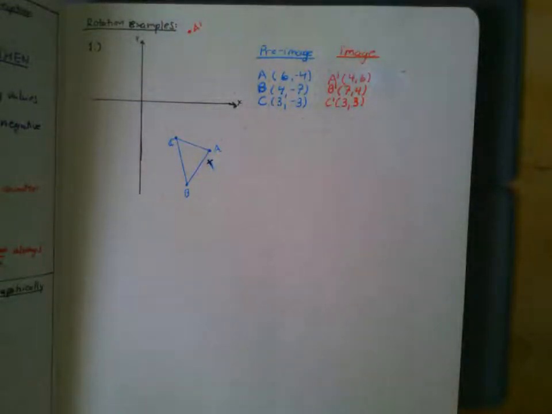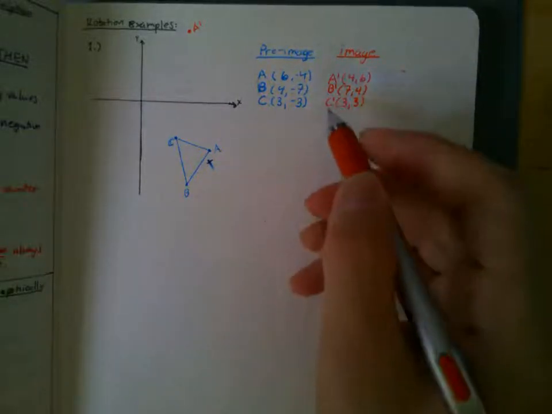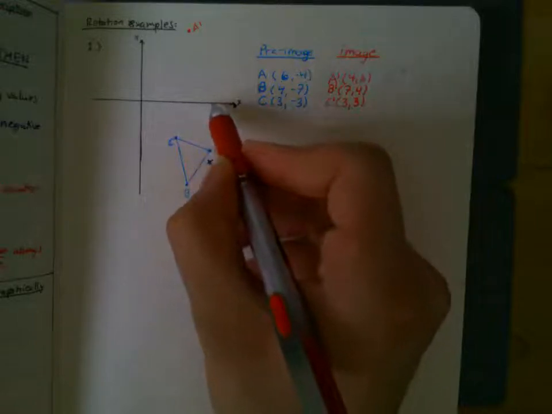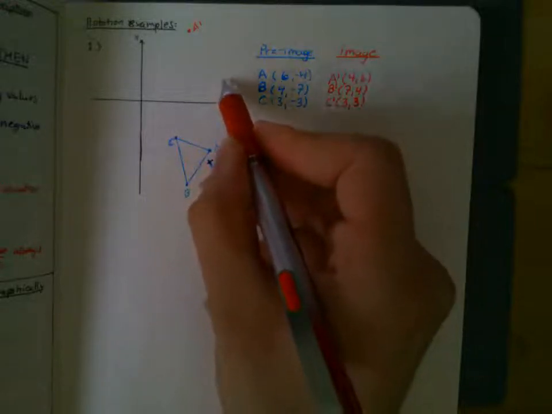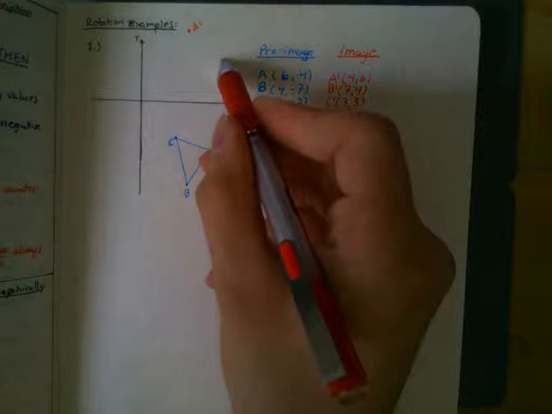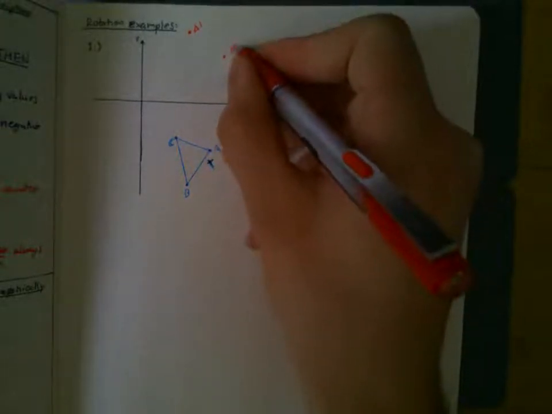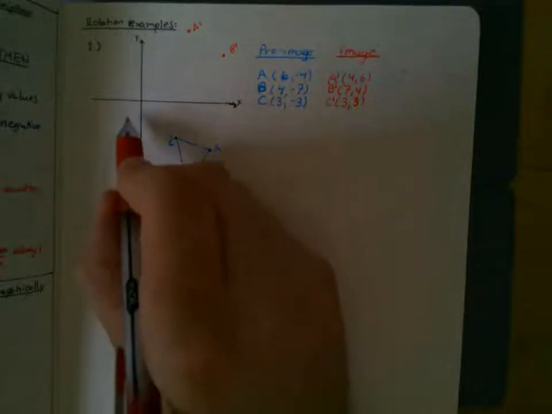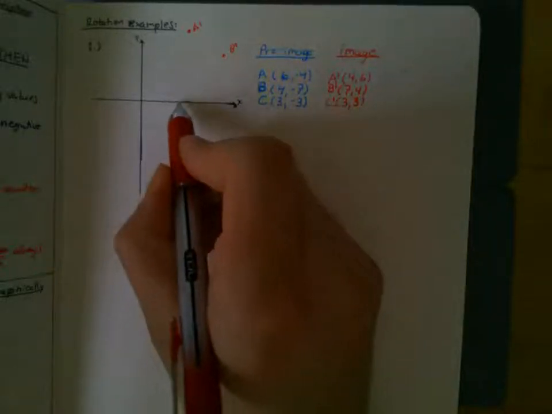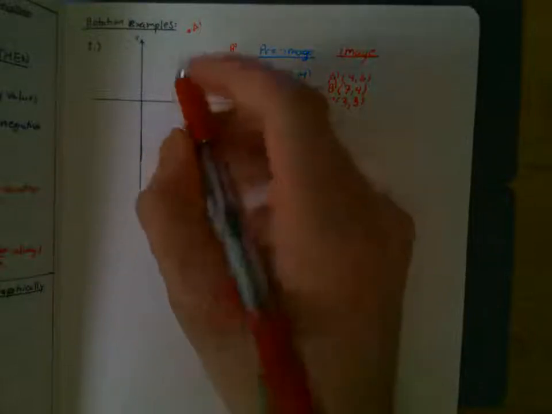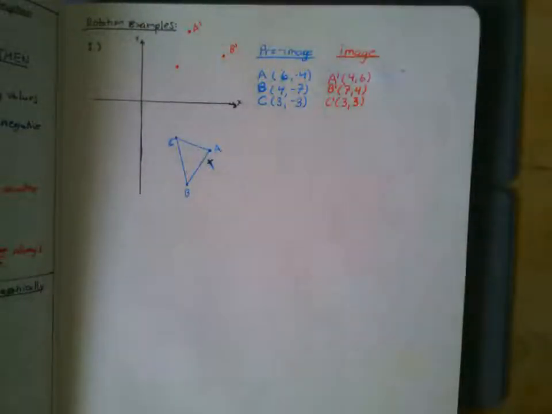Okay, so far, so good. All right, next up we have B prime 7, 4. So we're going to go 1, 2, 3, 4, 5, 6, 7. 1, 2, 3, 4. So it should be over here. Okay, and then C is just going to be 3, 3. 1, 2, 3. 1, 2, 3. Right here.